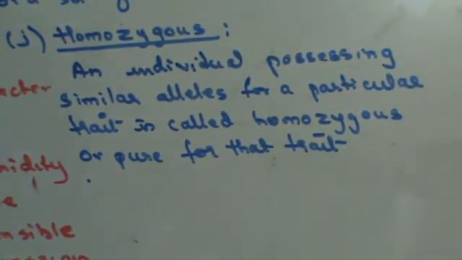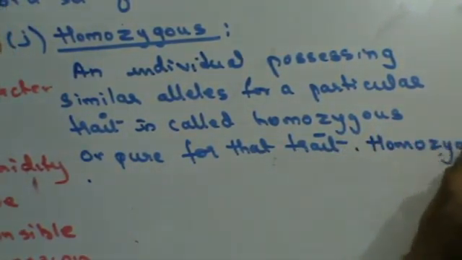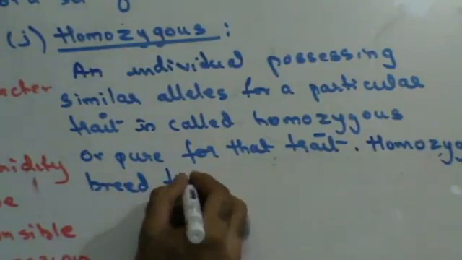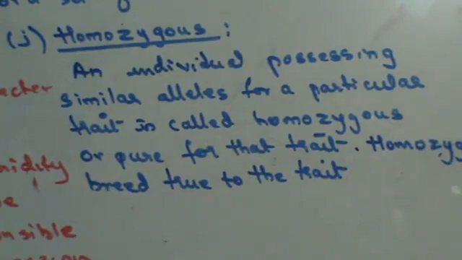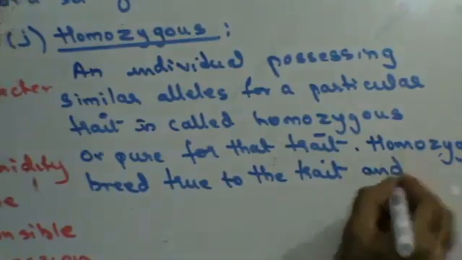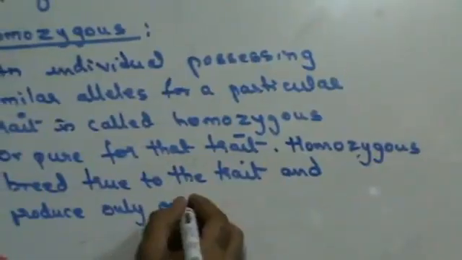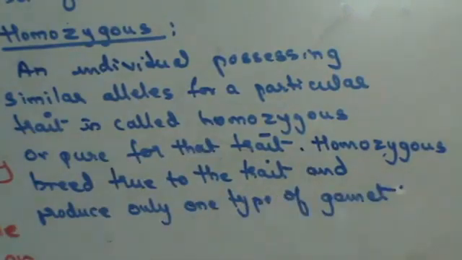So I can say that homozygous breed true to the trait and produce only one type of gamete. Right? That is homozygous.